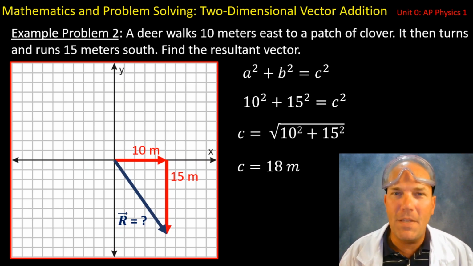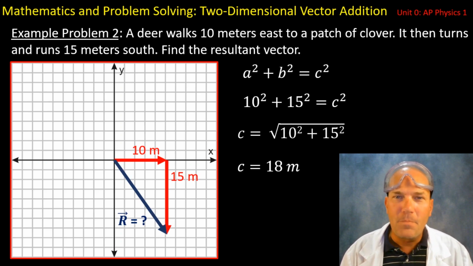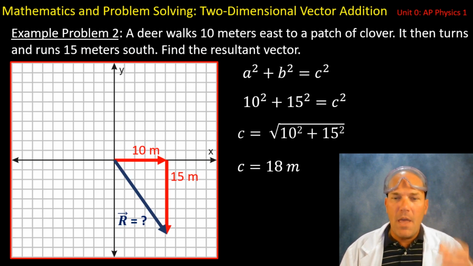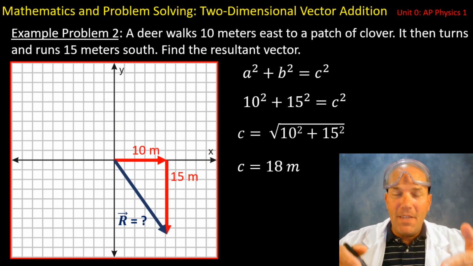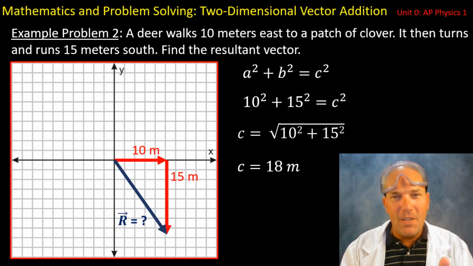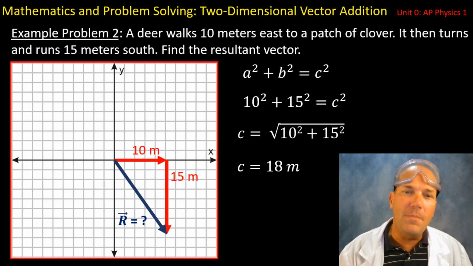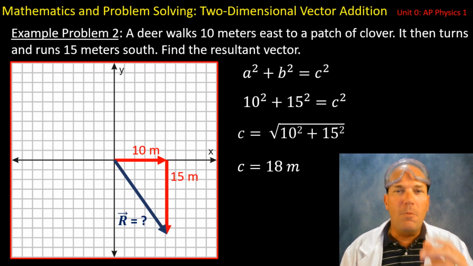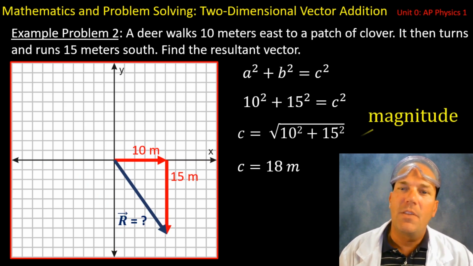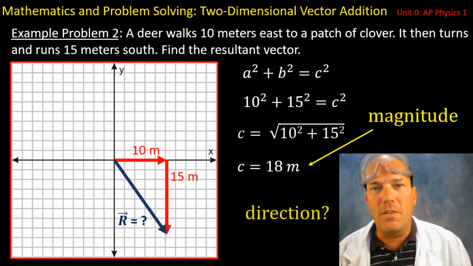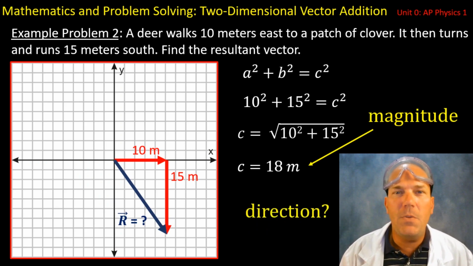But we are not done yet. Remember, vectors have both magnitude and direction. So we found the magnitude of the vector, but we still need to figure out the direction of the vector. So let's go ahead and do that now.